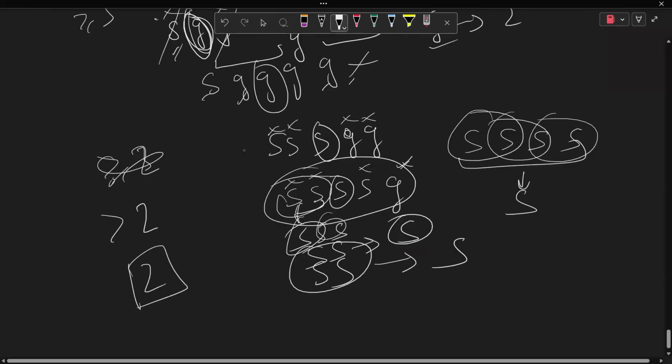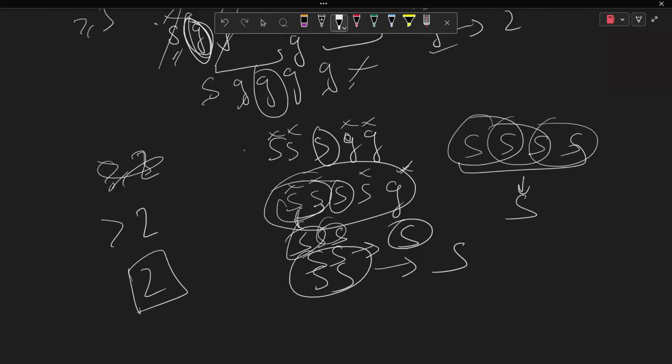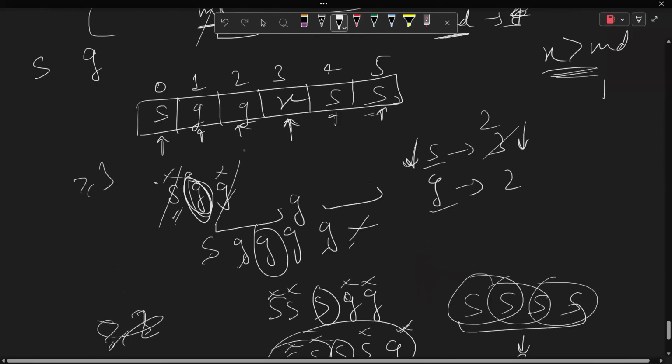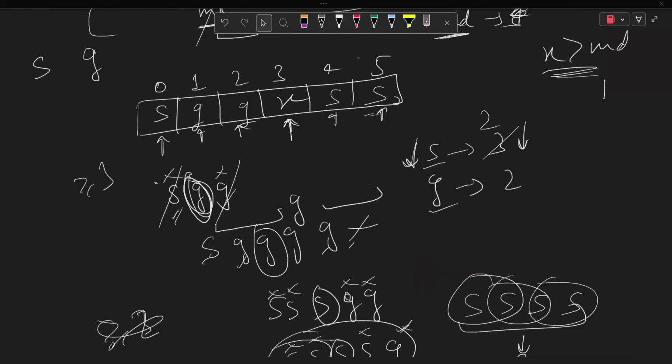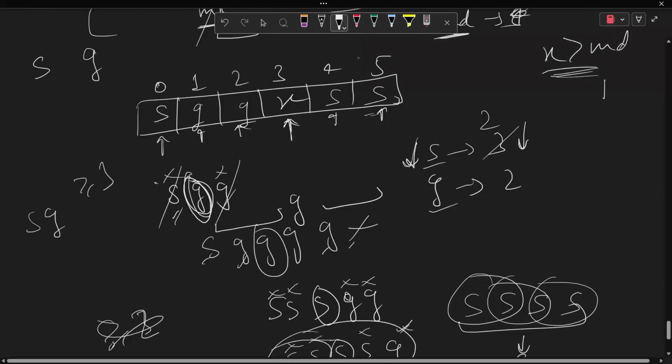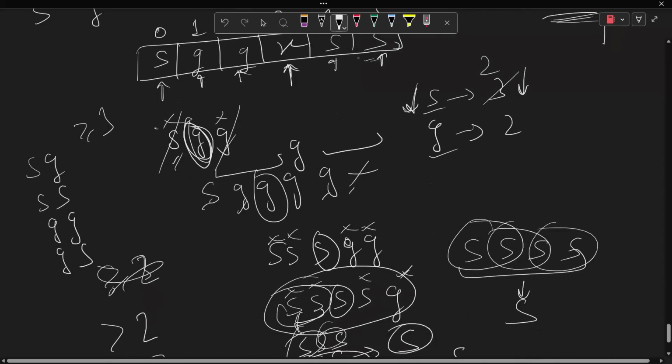So I am now considering only operations of size 2. If you have operations of only size 2, I hope you are understanding the feeling. Now I'll come to the thing. If you have operations of size 2, then what all can we remove? What all cases can we have for size 2? SG, SS, GG, GS. Only these cases we can have.